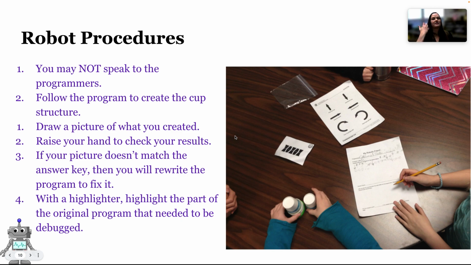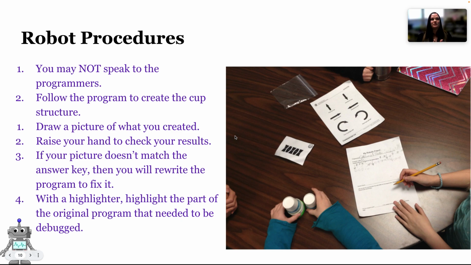So when they're acting as the robots, the number one rule is you may not speak to the programmers. They may not ask questions. They cannot ask them to clarify. If they cannot read the program because it's written a little messy, it is what it is. They have to follow what they're given, just like a computer would.